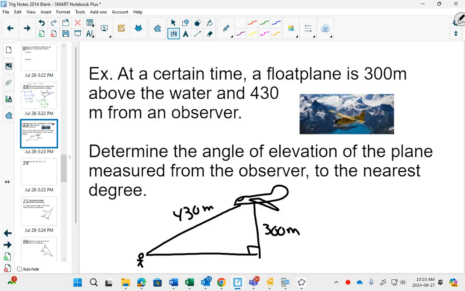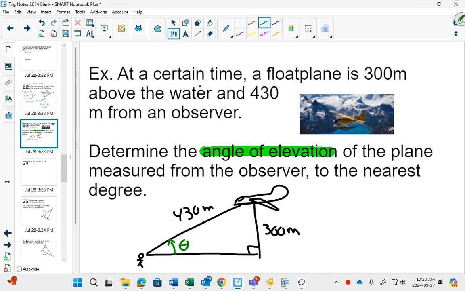Determine the angle of elevation of the plane measured from the observer. Angles of elevation and depression always start at a horizontal line and either go up, elevation, or go down, depression. Can you see that the angle of elevation they're talking about is this angle right here? I'm going to call it theta.